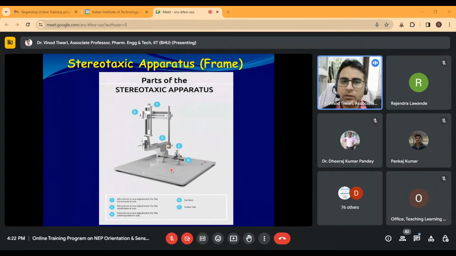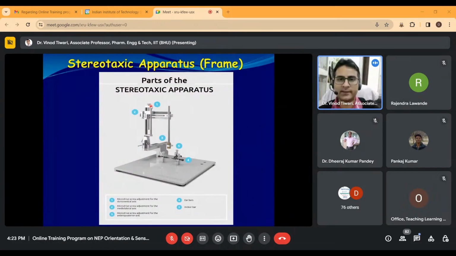So what do you see here? There are different components in this histotaxic apparatus. Starting from number one at the top, this is the macro drive screw adjustment for the dorsoventral axis. Dorsoventral axis means if you rotate this macro screw, you can decide how much down you want to go. This is the part where you want to clamp your Hamilton syringe, which is ultimately going to enter into the brain of the animals and will be used to inject the drug solution into the brain. So to move it up and down, you have to use this number one part, which is the macro screw for the dorsoventral axis.